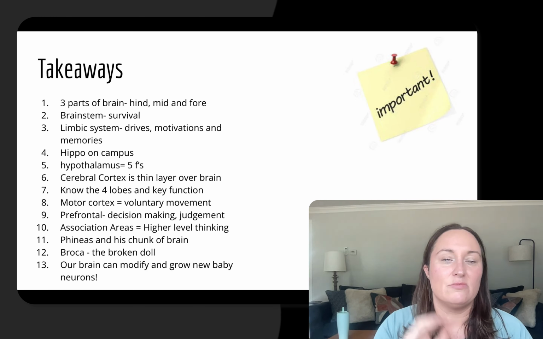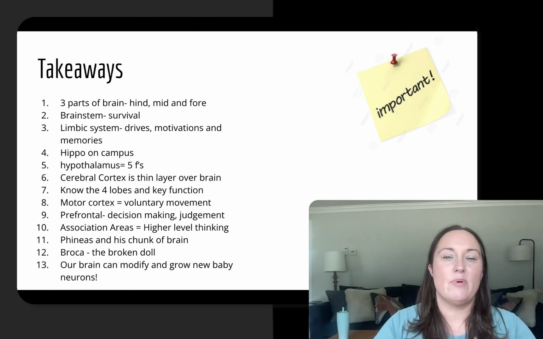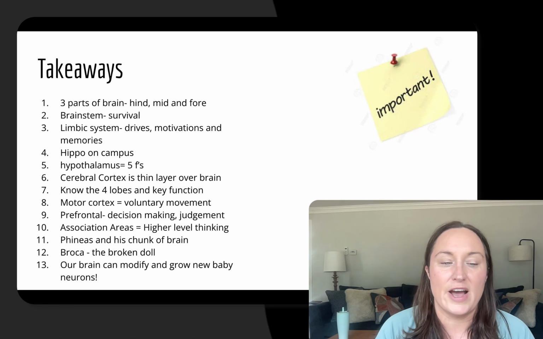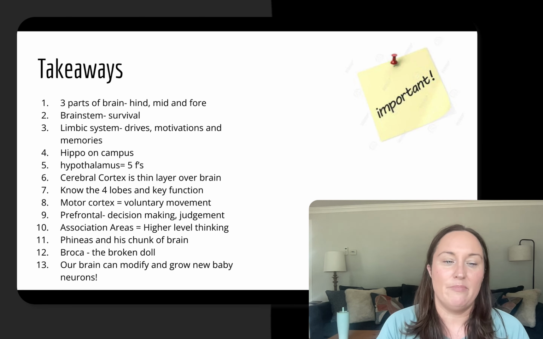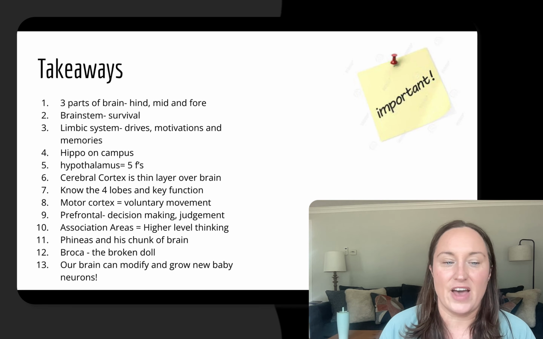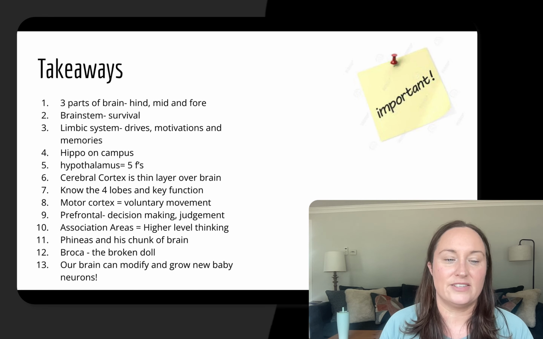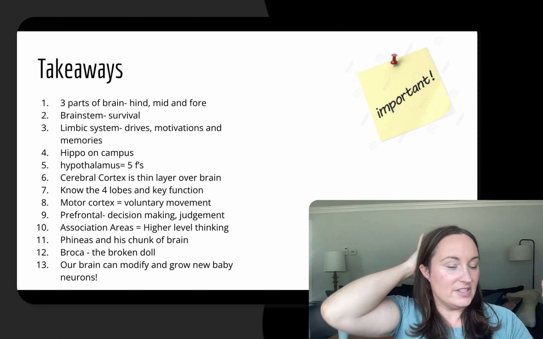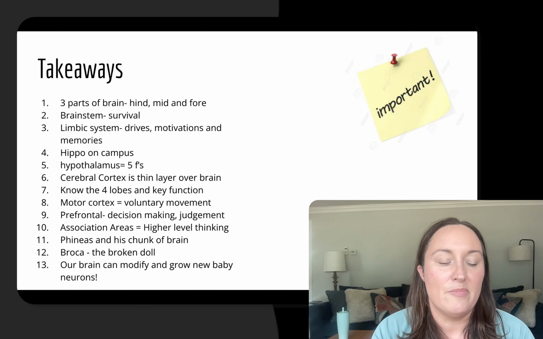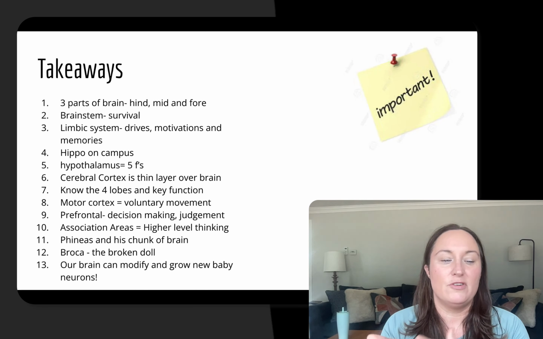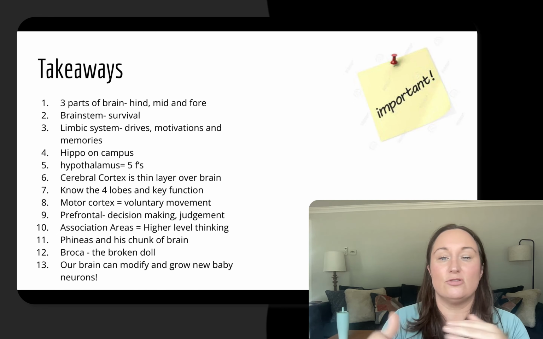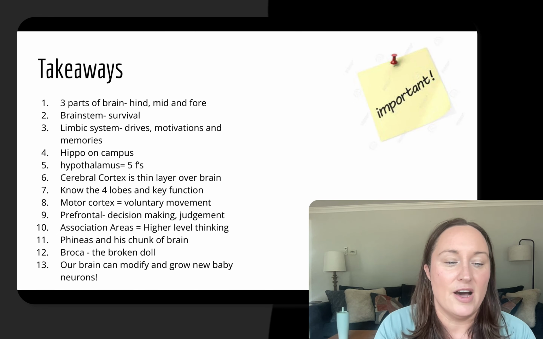Okay, so takeaways. Remember the different parts of the brain. Remember brainstem, think survival. Limbic system, think emotions and drives and memories. Hippocampus, hypothalamus. Remember the 5 Fs. Remember the cerebral cortex. You can divide it up into those 4 lobes. Remember what those things are. Remember motor cortex, voluntary movement; cerebellum, balance and coordination. That's like procedural memories, like riding a bike.